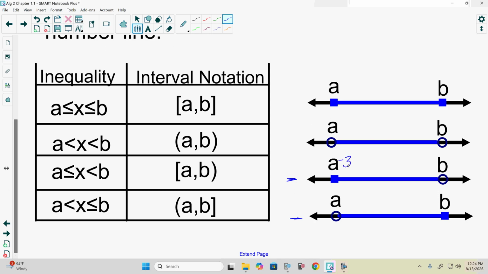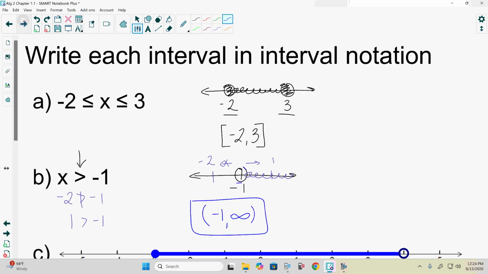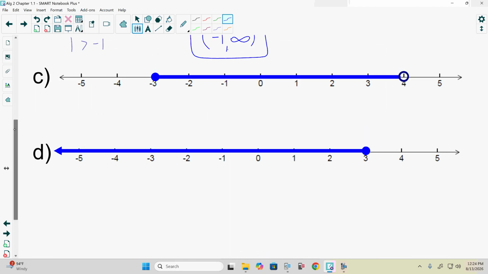Because it was -3 and 4, A is taking the place of -3, and 4 is taking the place of B. So that means here we would have -3, 4. And if you're wondering, yes, you can write that whole chart on the review sheet if you want and use it on the test.